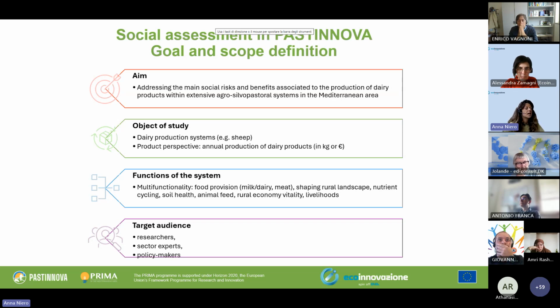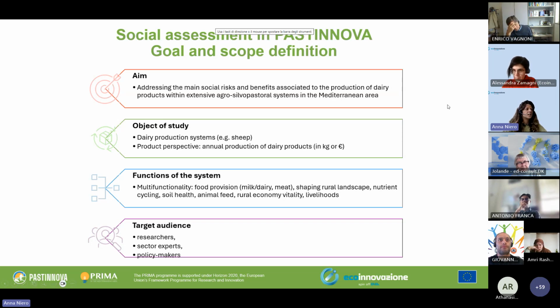As a target audience at this stage, we identified researchers, sector experts, and policymakers as the main audience that could be delivered with results or insights on this social assessment of extensive pastoral systems. So this is more or less the foundation of the other methodological steps.